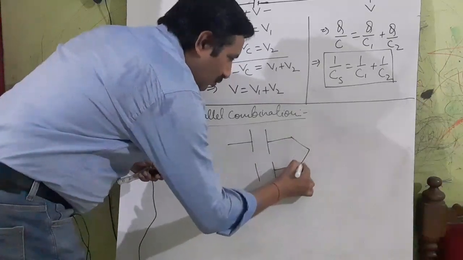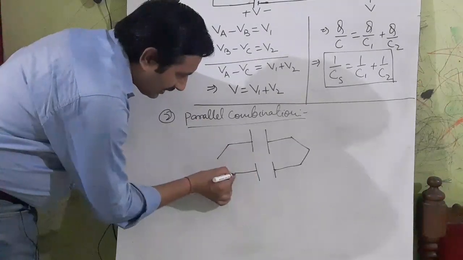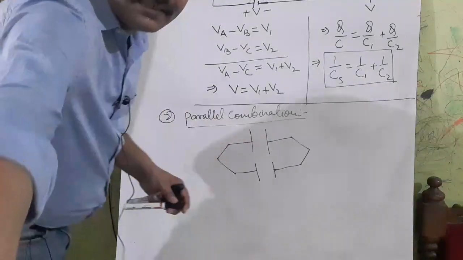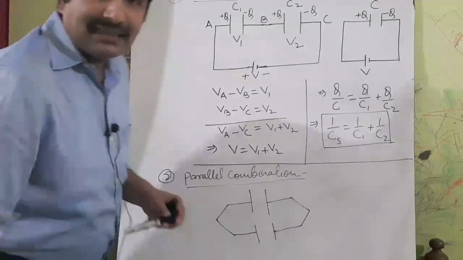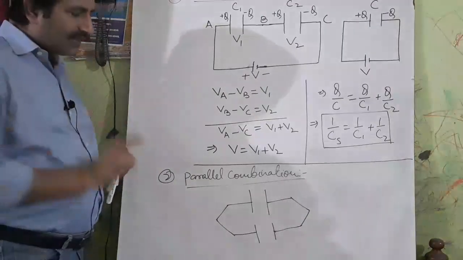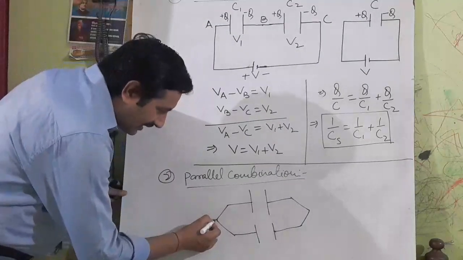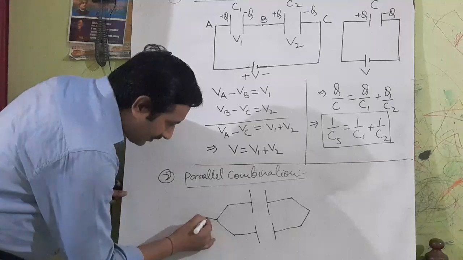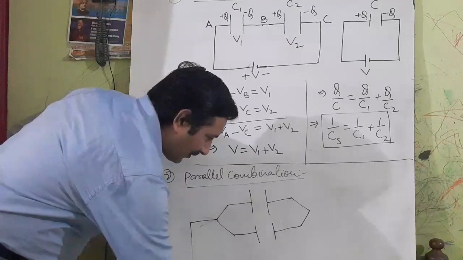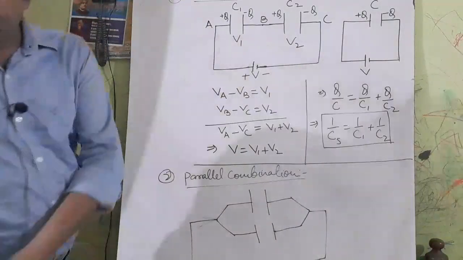You connect one terminal of both the capacitors together and the other terminal of both the capacitors together. That is, one terminal of both the capacitors is connected at one point and the other terminal of both the capacitors is connected at another common point. Then this type of combination is called parallel combination. After that, this is connected to the positive terminal of a cell and this is connected to the negative terminal of the cell.